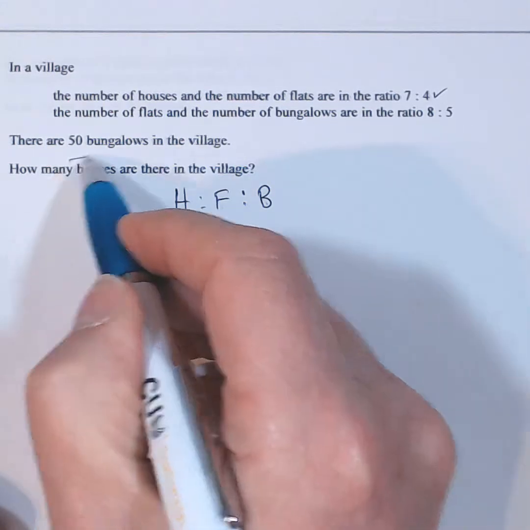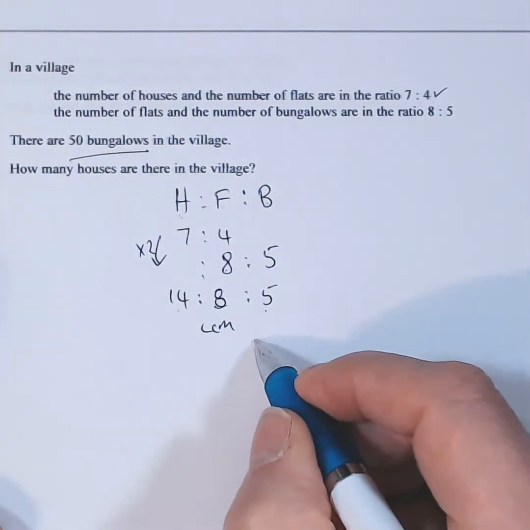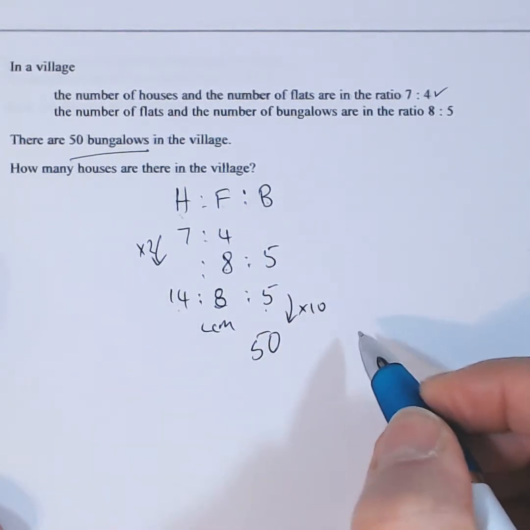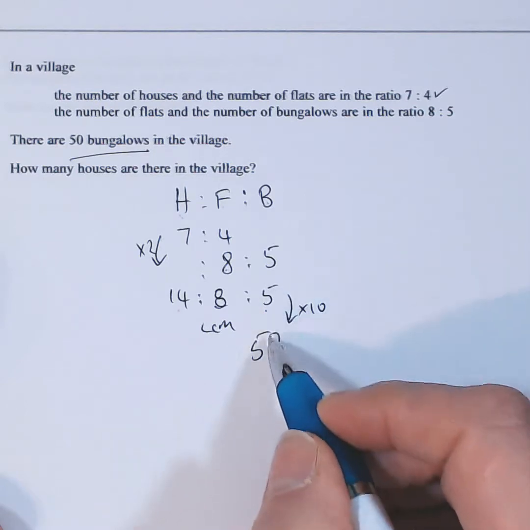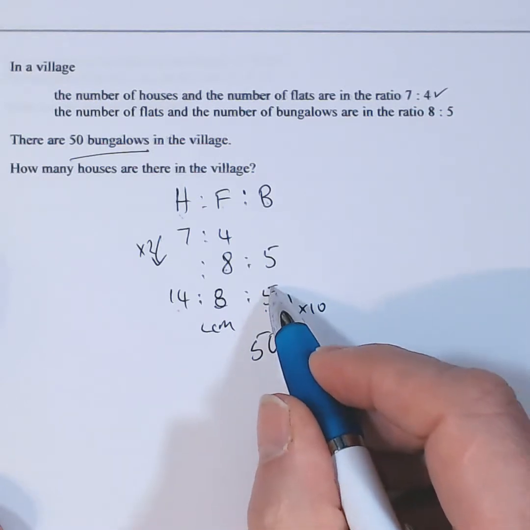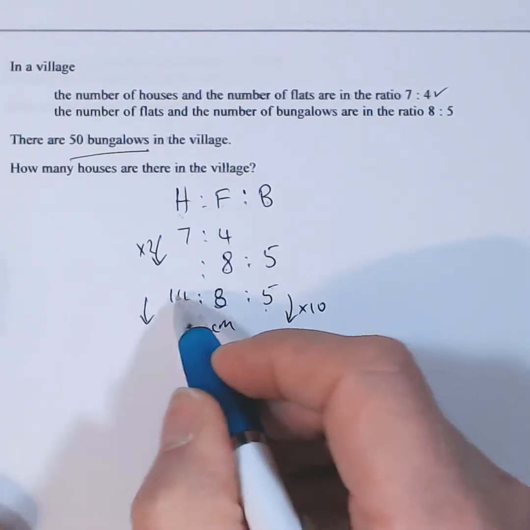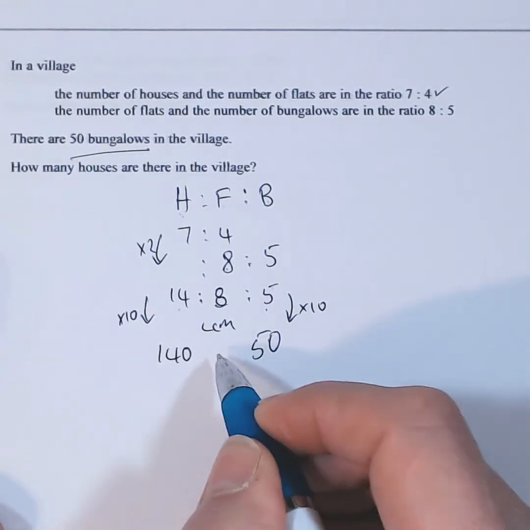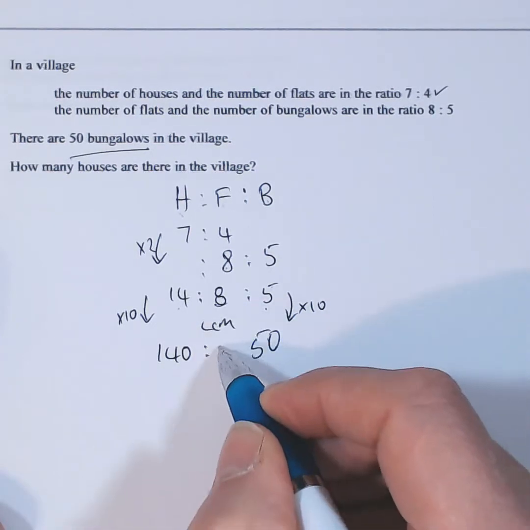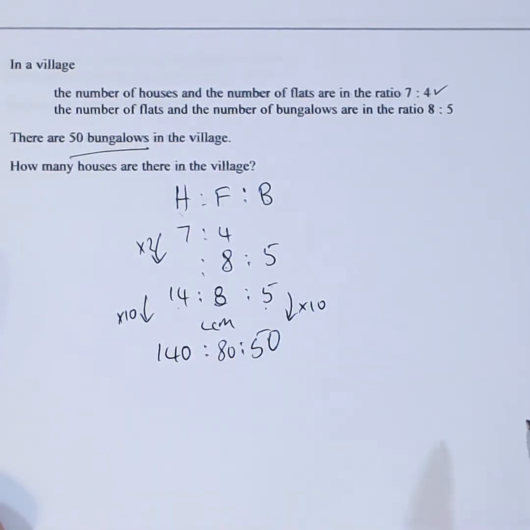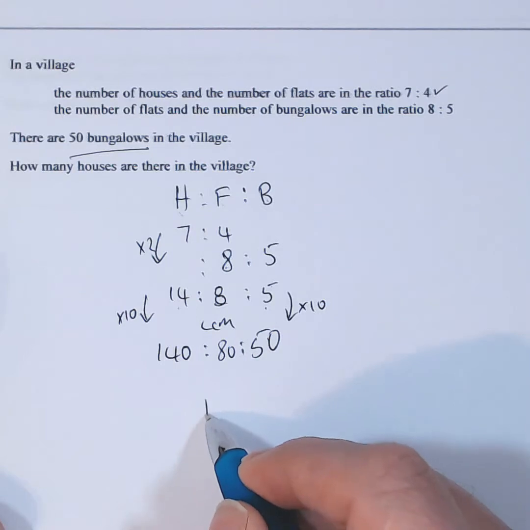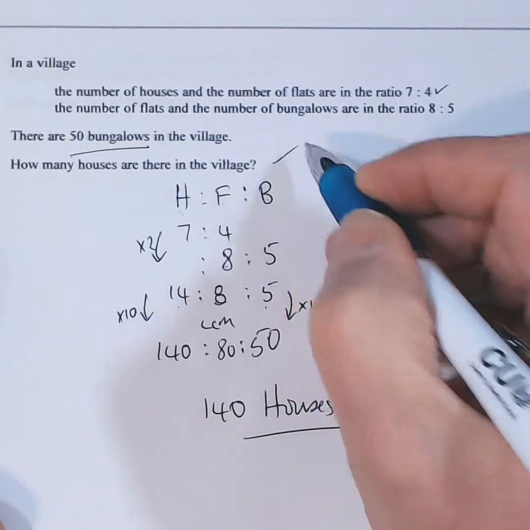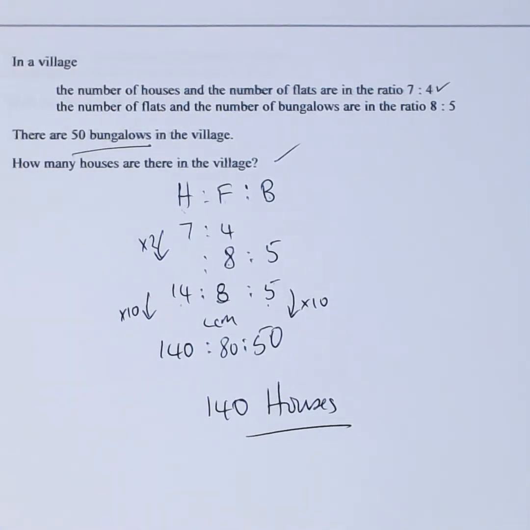Now the question says there are 50 bungalows, so we can put the 50 underneath the heading for bungalows. That means we must have multiplied by 10 to get that 5 to become 50, because equivalent ratios again is about this idea that you do the same to both sides or the same to all the variables. And so we times by 10 here, so we end up with 140 and 80 there. So the answer to this question would be there are 140 houses, because the question asked you for how many houses. So we've done that, so we've done all the question.